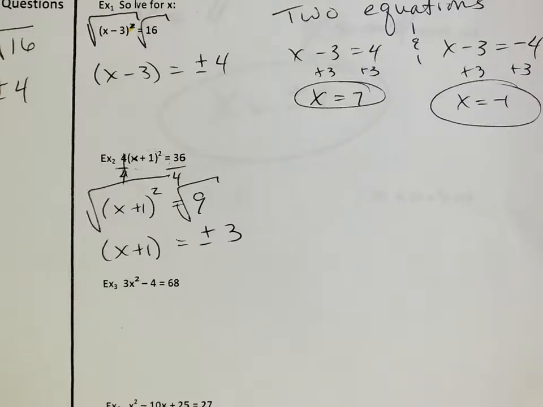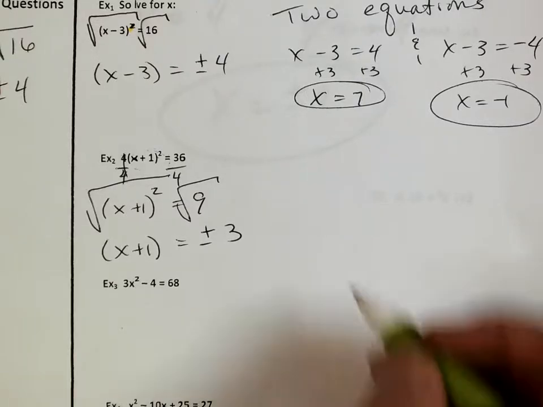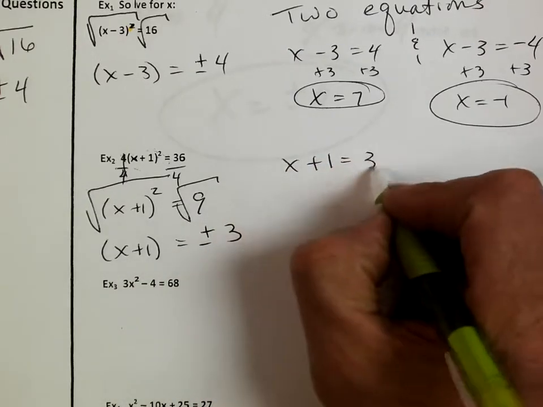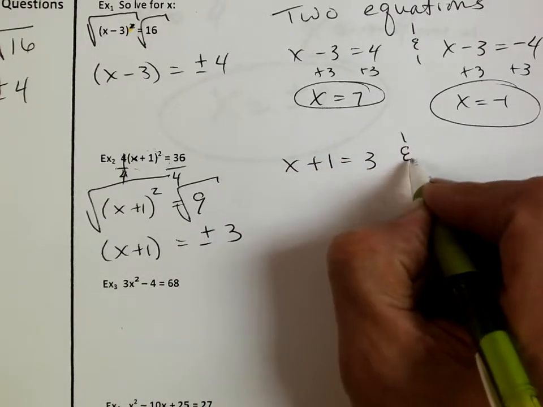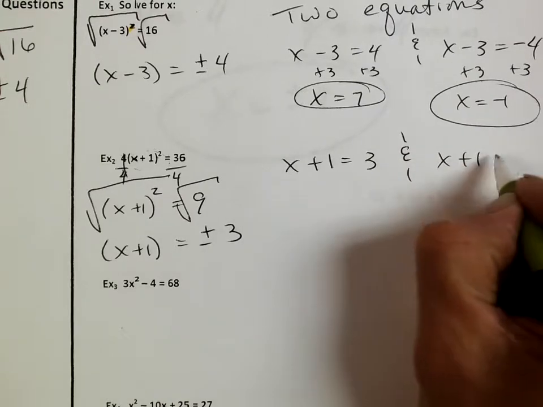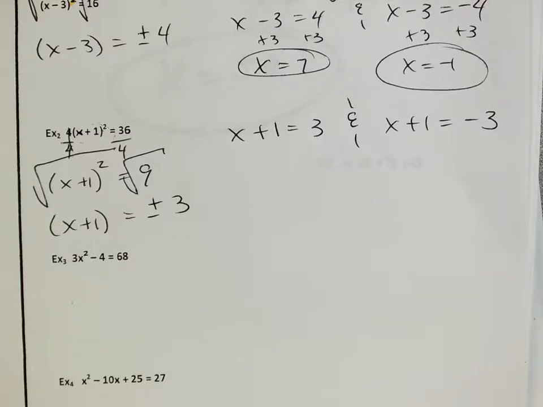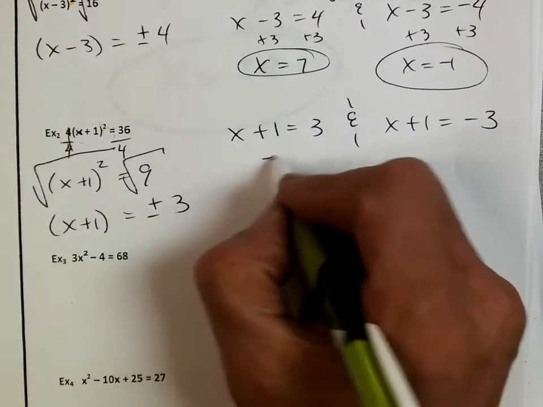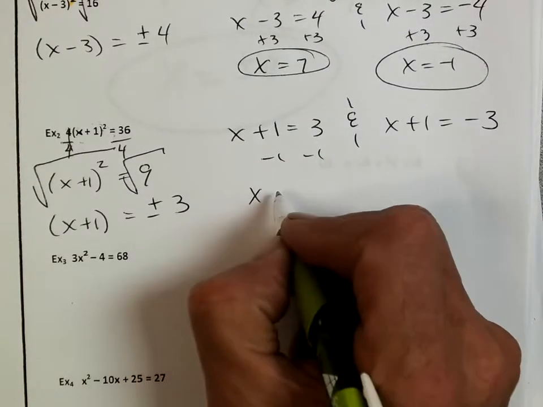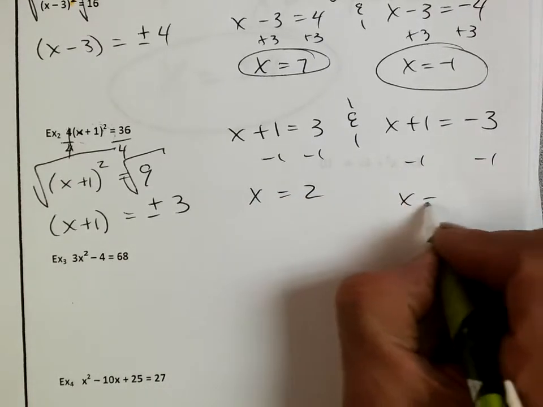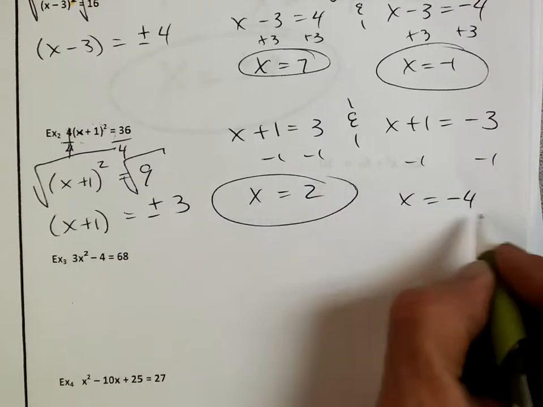Now, again, if we need two answers, we better have two equations. So one equation is going to be x plus 1 equals 3, and x plus 1 equals negative 3, okay? And then I'm just going to solve. Minus 1, x equals 2. Minus 1, x equals negative 4.